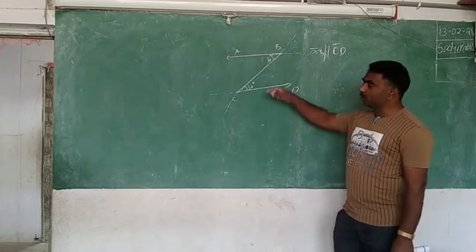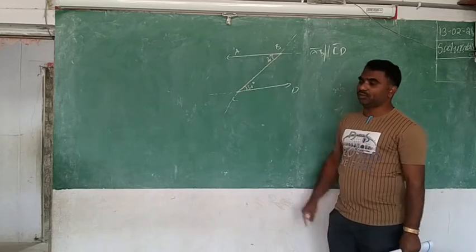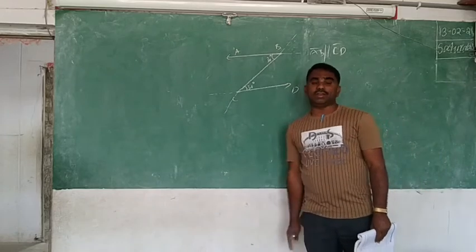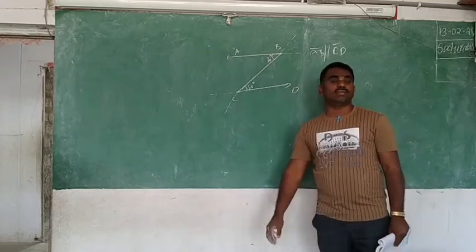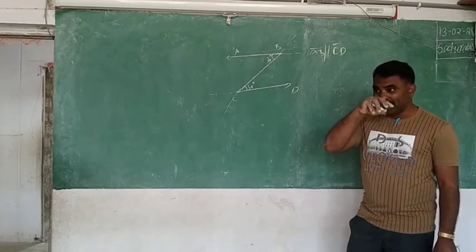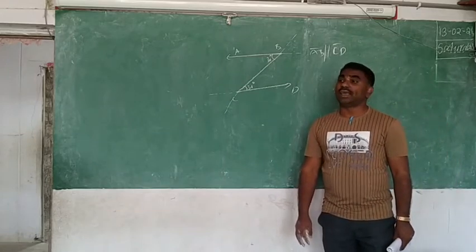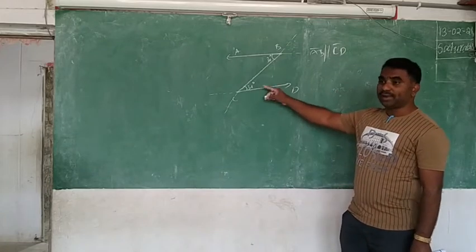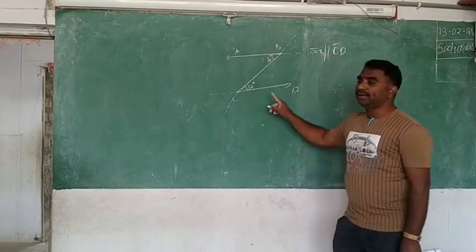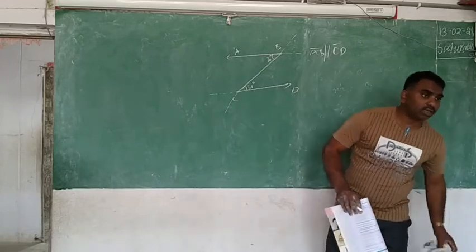Alternate. Why alternate? Because both are interior and in opposite direction. You see, this is the transversal here and here, opposite direction. One on that side, one on this side. So they are alternate, and these alternate angles are equal. You know that alternate angles are equal, corresponding angles are equal, when it is possible? When the lines are parallel. So these alternate angles are equal, so what can I say? These two lines are parallel. Which two lines? AB and CD are parallel. Okay, do you understand? Yes.